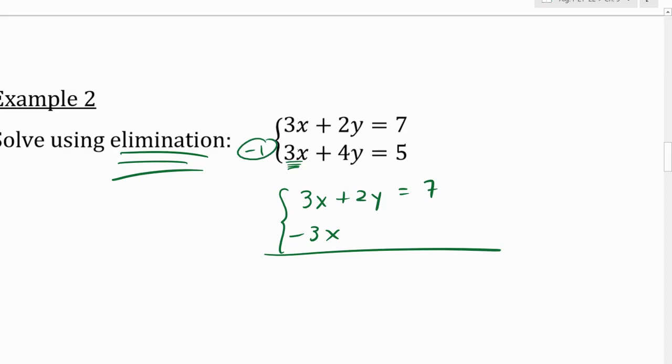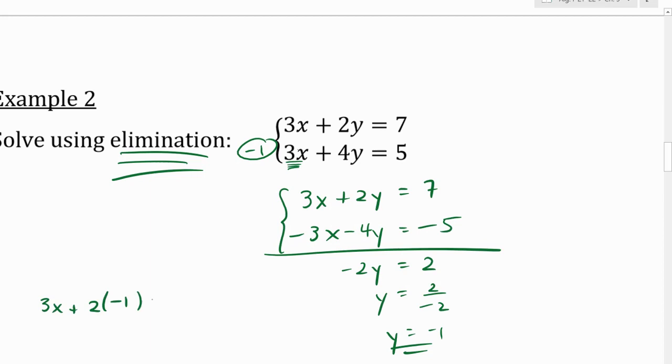Well, you multiplied it by negative 1, which means we have to multiply both sides of the equation by negative 1, which will turn the 4y to a negative 4y. It'll turn the 5 to a negative 5. And then I'm going to add these up. I'm going to divide both sides by negative 2 and get y as negative 1. And then I will still be doing substitution because I'm substituting in y being negative 1.